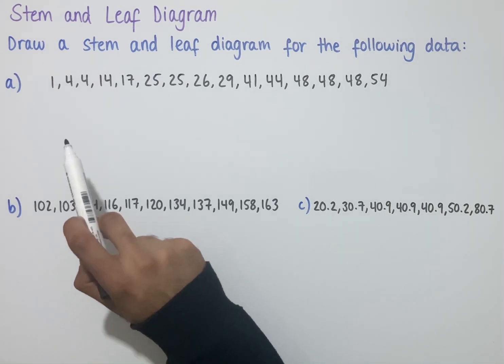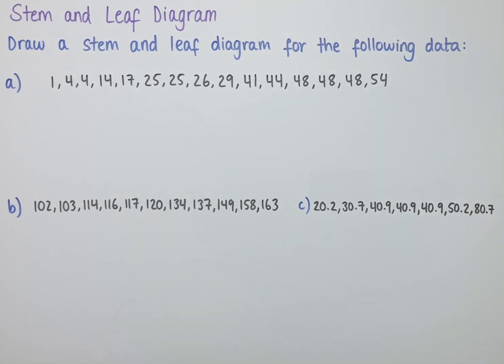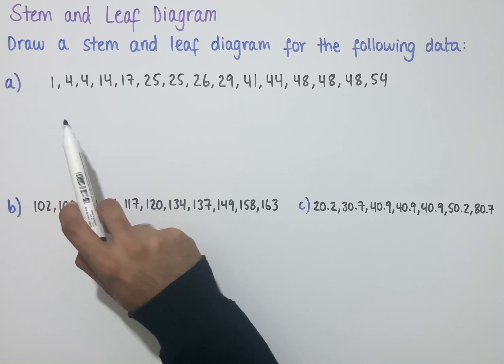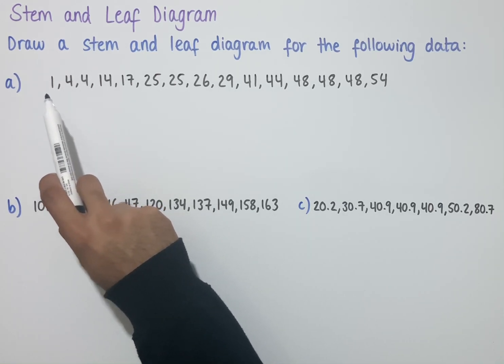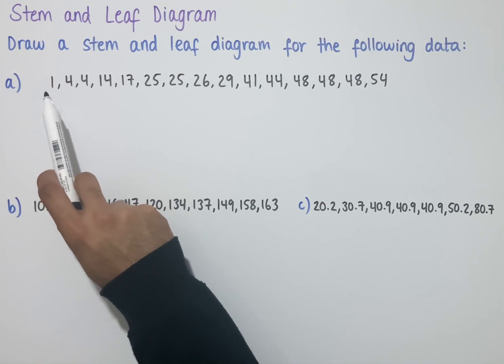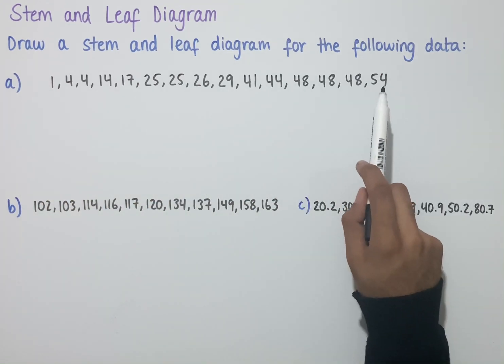Now when we're drawing a stem and leaf diagram, the first thing we should ensure is that the data is ordered from smallest to biggest. And in this case we have the data ordered from the smallest value, which is 1, to the largest value, which is 54.